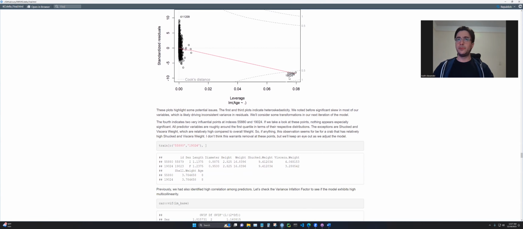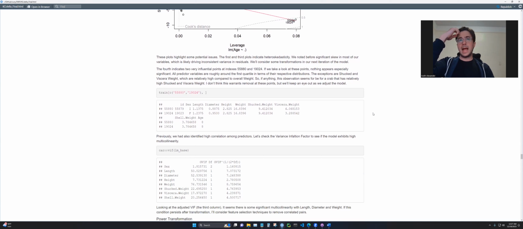And when we look at these influential points, nothing really jumps out. Most of the data points and most of the variables for these two data points align to the first quartile of the distributions of each of these variables, with the exception of the shucked weight and the visceral weight. So it seems like the ratio between these variables and regular weight is a little bit off from what we see in the other data, but there's nothing here that really indicates that this is an erroneous observation or something that needs to be removed from the data set, at least at this point. So we'll keep an eye on these influential points and see if they appear in other iterations of the model.